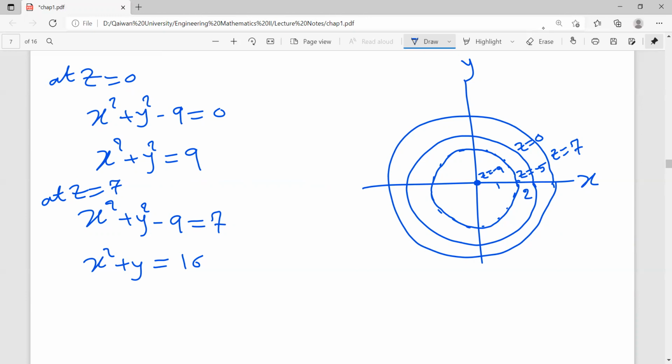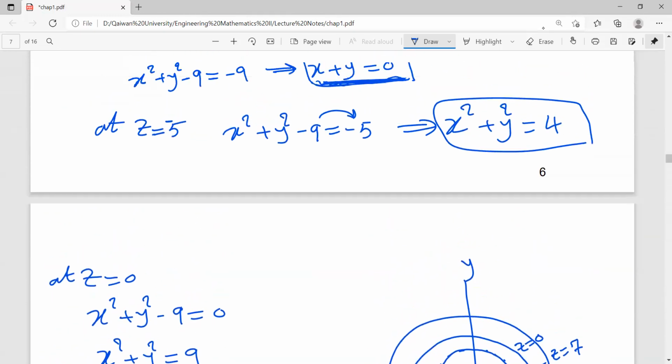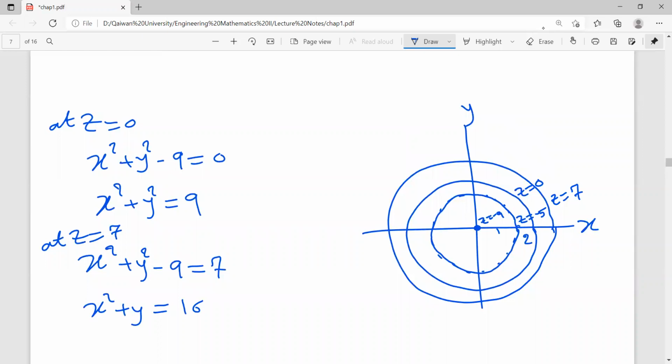That's all. For the level curves, we just replace z by the given values, one by one, and then we draw all together on the same coordinates. That's for level curves. Then the traces are for the second part. This is the answer for the first part.